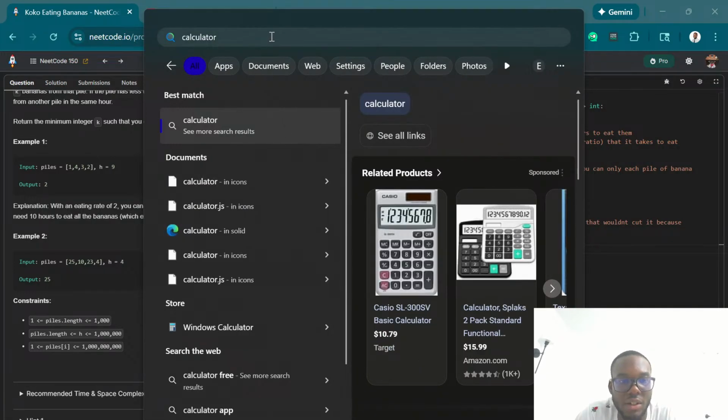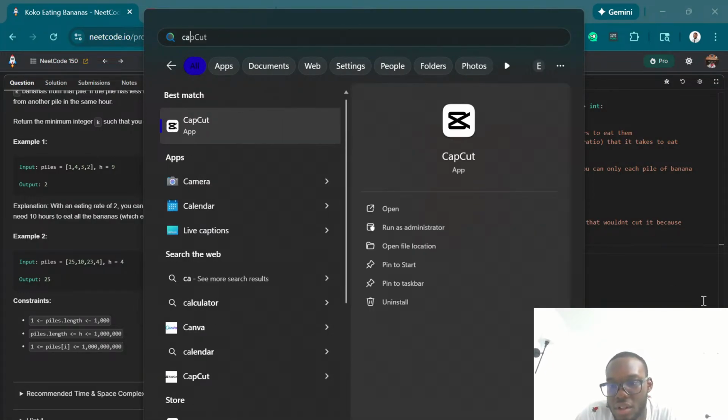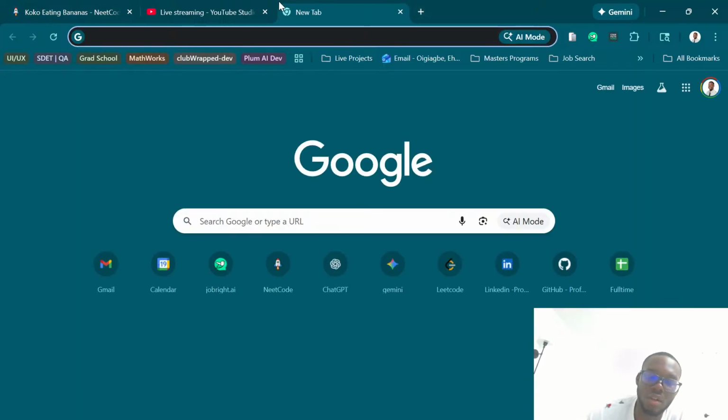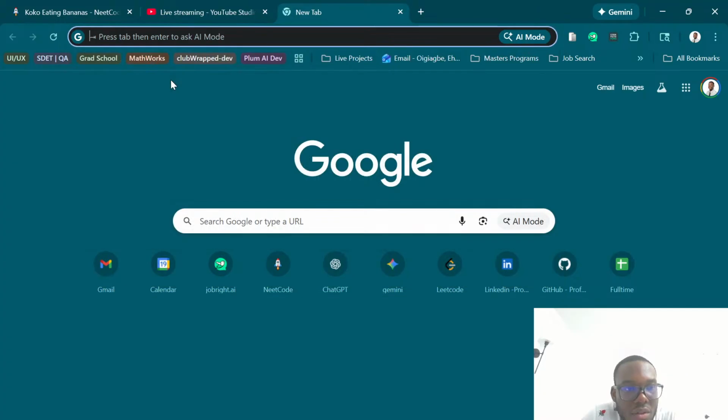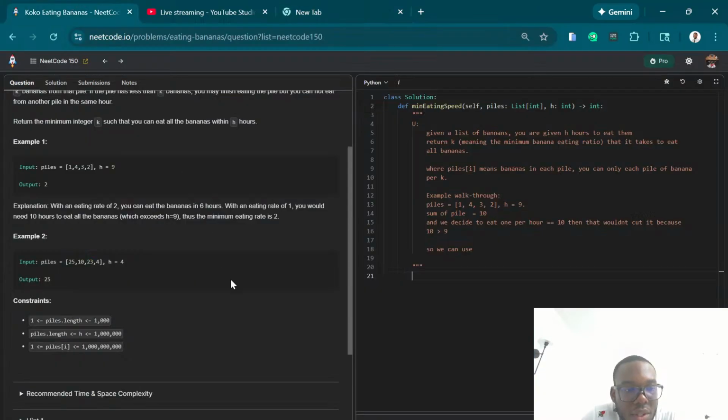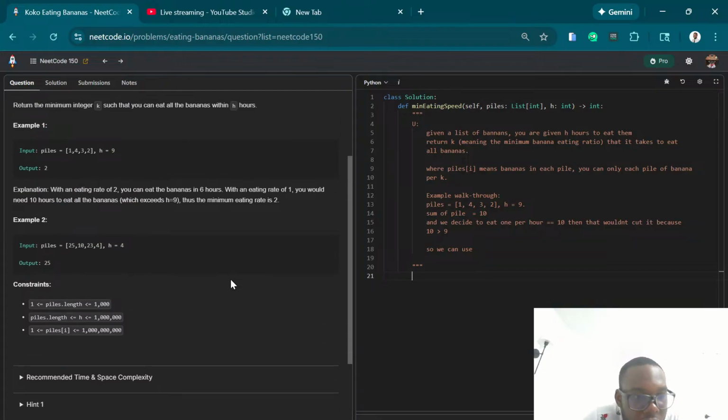Do I have to download the calculator app? That'll give me 15.5. Okay. So that means if we did 16 per hour then. So why is it 25? I'm so lost. I'm kind of confused on why. Oh, what's your major? I'm kind of confused.